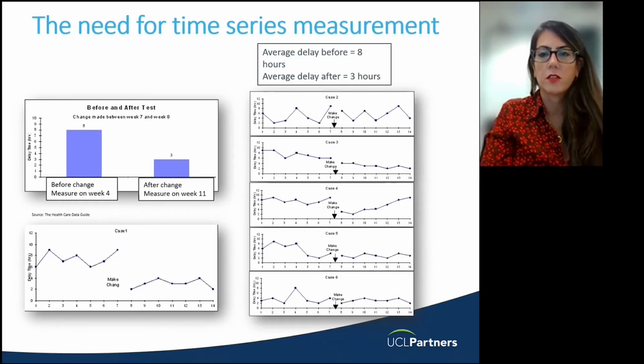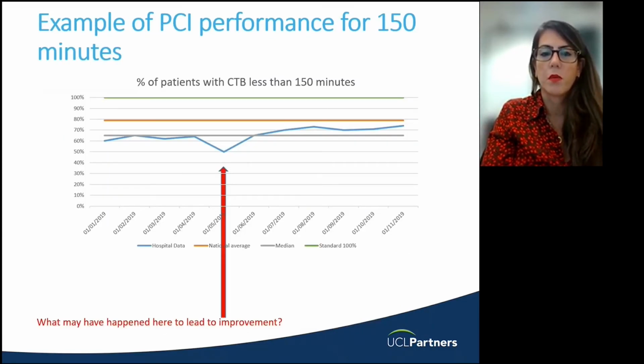And here's just an example from one of your audits about why it's really important to look at data over time. And you can also annotate to say, well, we made the change here, and then have a look to see whether there was an improvement. And you can start to interrogate that a bit more.